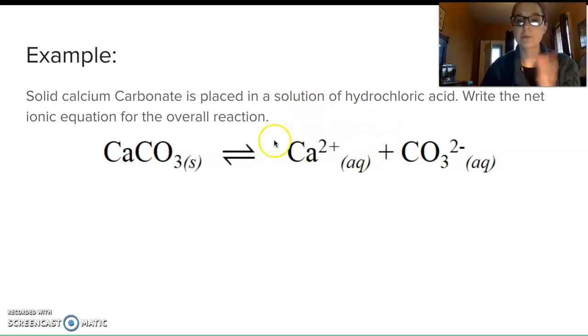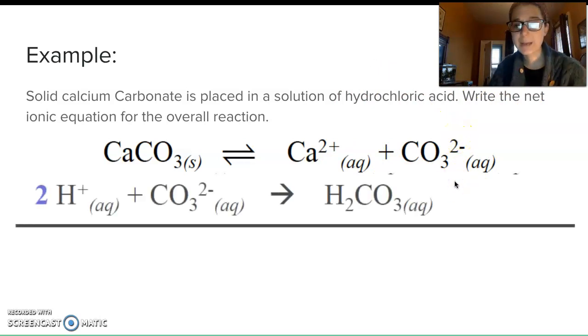Looking at these two products, which species is H plus going to react with? It's not going to react with a cation because it is a cation. So remember, opposites attract. So it's going to end up reacting with this carbonate ion. So when that happens, in order to balance out, you do need two H's, and it's going to make H2CO3.